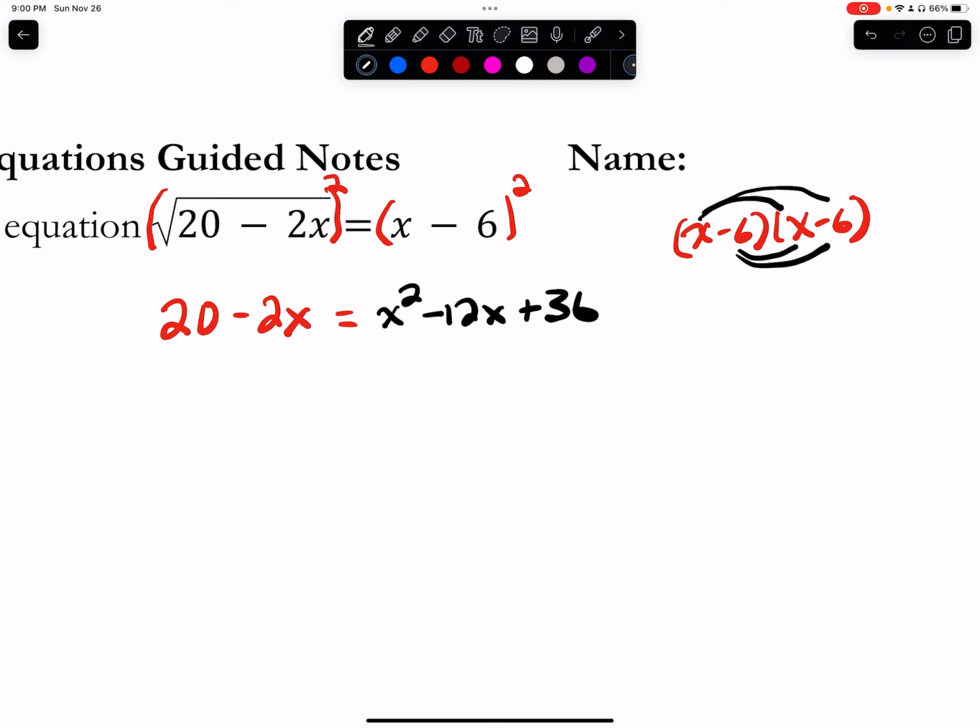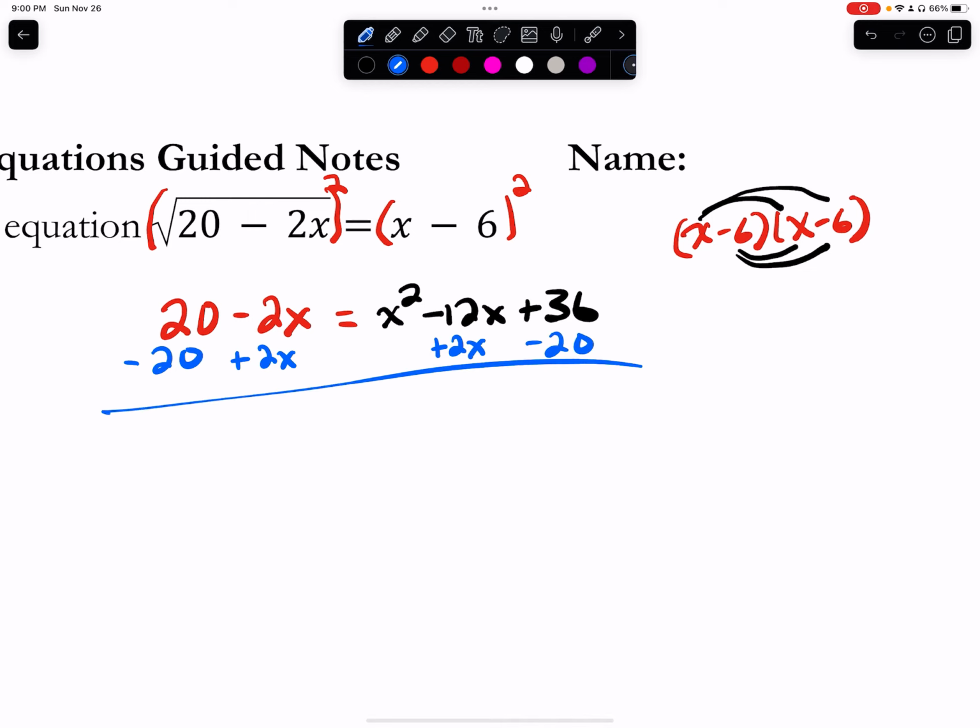Now, if we're going to solve the equation, we have a quadratic. That means we want to get our quadratic equal to 0. So I'm going to move the 2x over here, and then I'm also going to subtract the 20 over here. What I'm left with is 20 minus 20 is 0, and negative 2x plus 2x is 0. So I'm good there. And now we've got to fix this: x squared minus 10x plus 16.